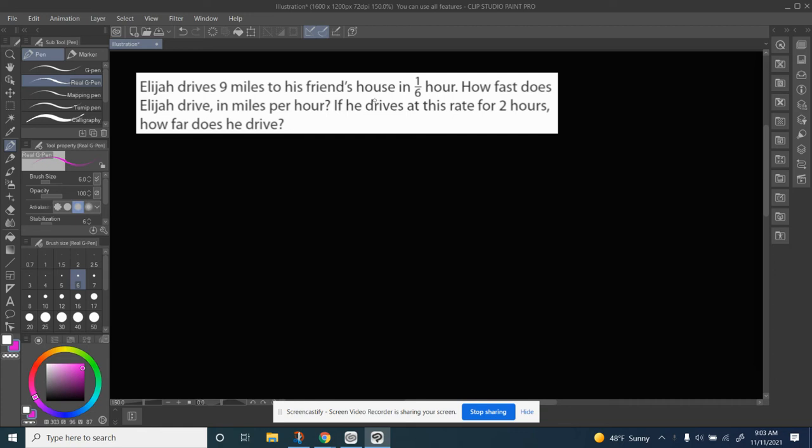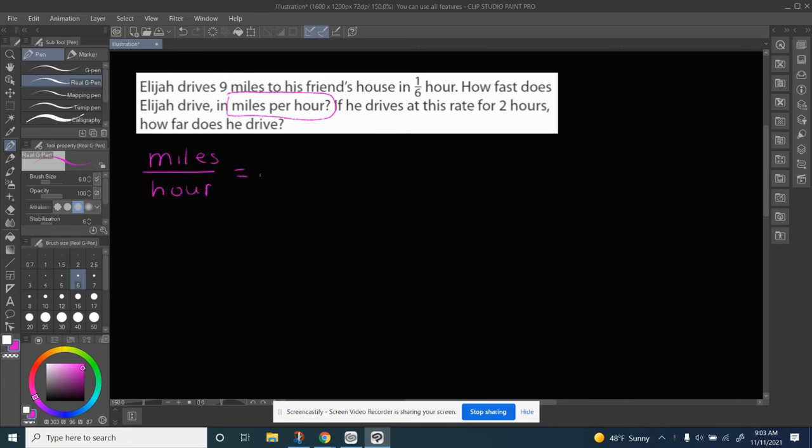All right, so a simple rate problem, and this again is some of our proportion problems that we're dealing with. It says that Elijah drives 9 miles to his friend's house in 1/6 of an hour. How fast does Elijah drive in miles per hour? So, one of the clues here for us is this rate of miles per hour. This is our rate. So, we have miles per hour.